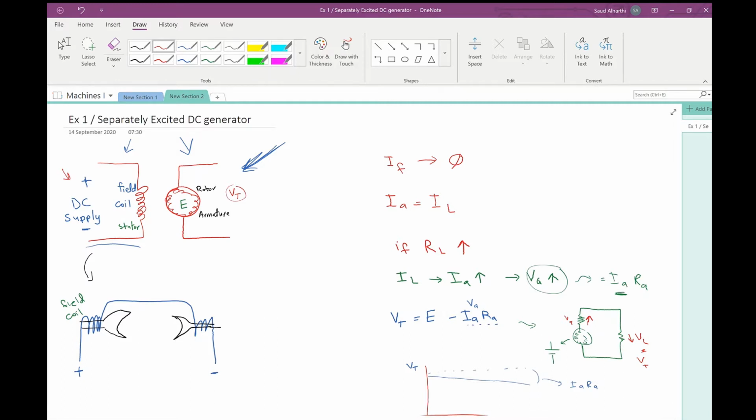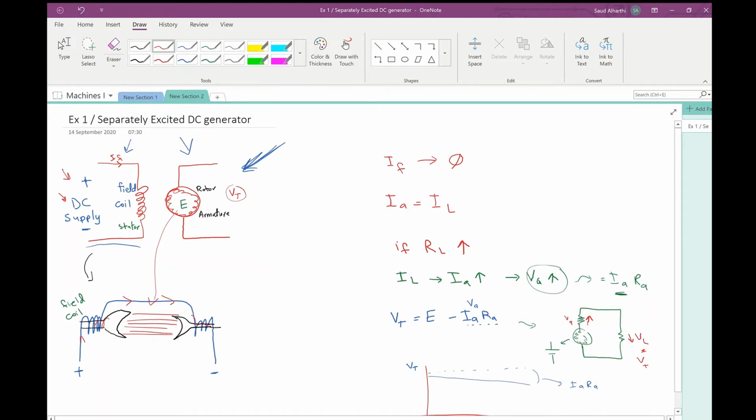When we turn on the DC supply, IF, or a field current, will go through the wire to the field coil here, creating a magnetic field between the poles. When the rotor inside the area here rotates, it will generate voltage.